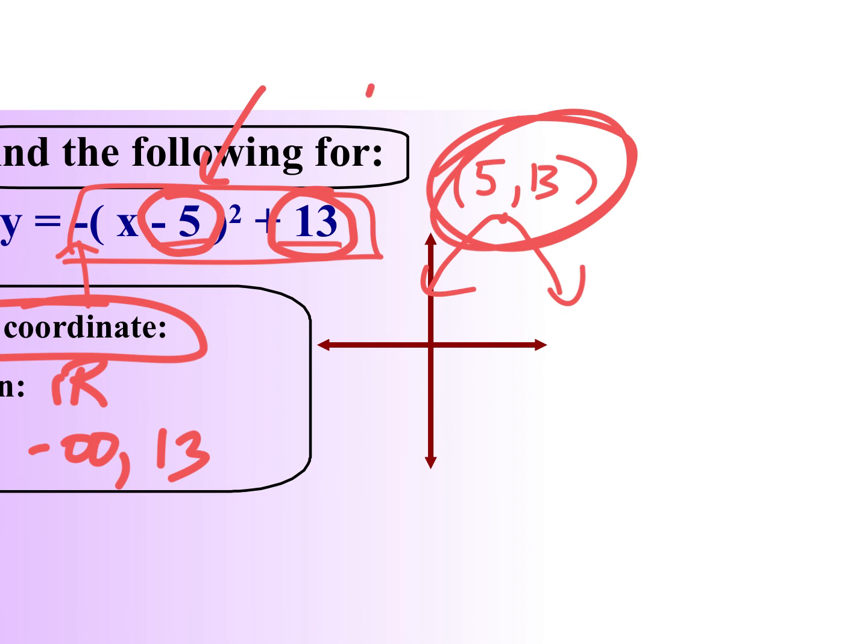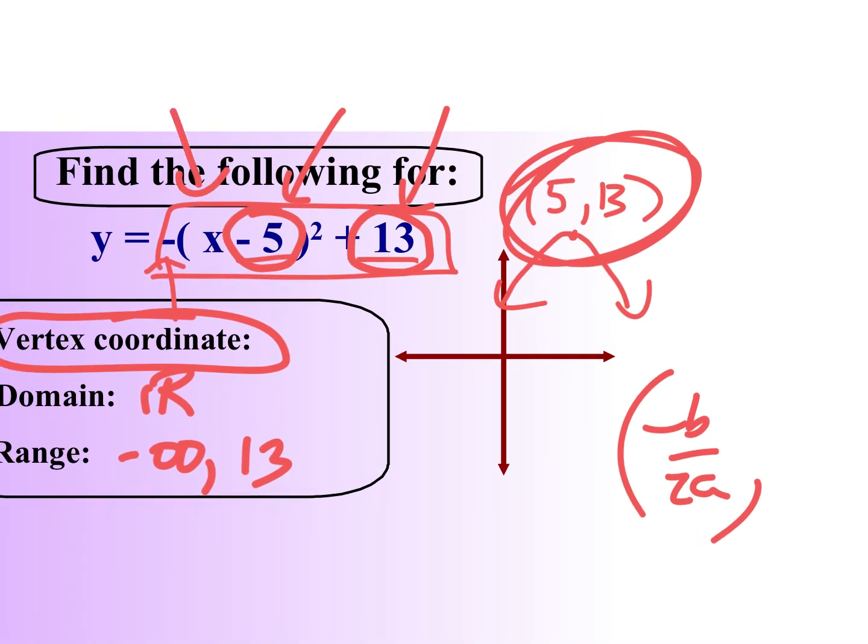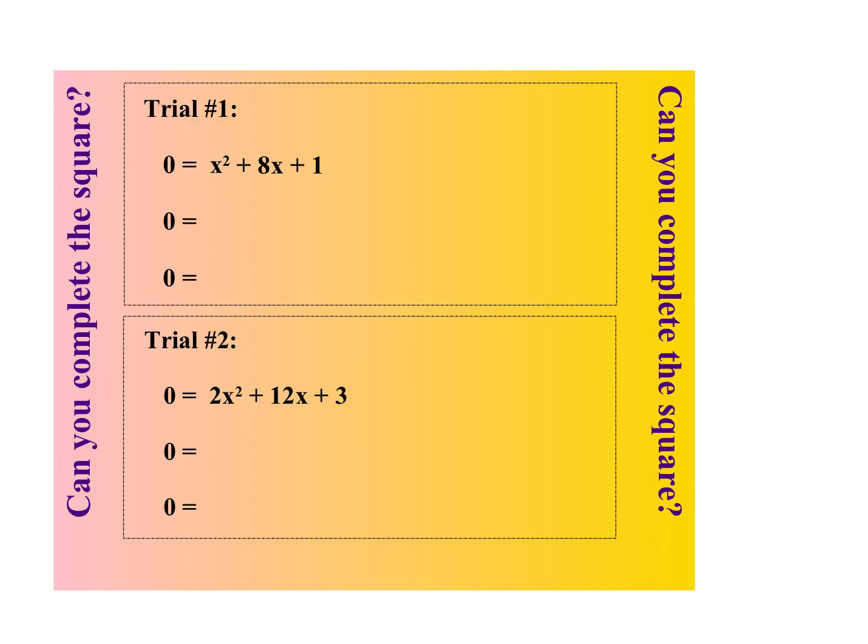Well, this was in vertex form, so it was easy. How could we have done it? Negative b over 2a. If I multiplied that whole thing out, which would be a pain in the butt, but you could do it. Okay. So this is completing the square. Holy cow, there's a lot of new material in here, but we have to do it. But I did teach it to you before, thankfully.